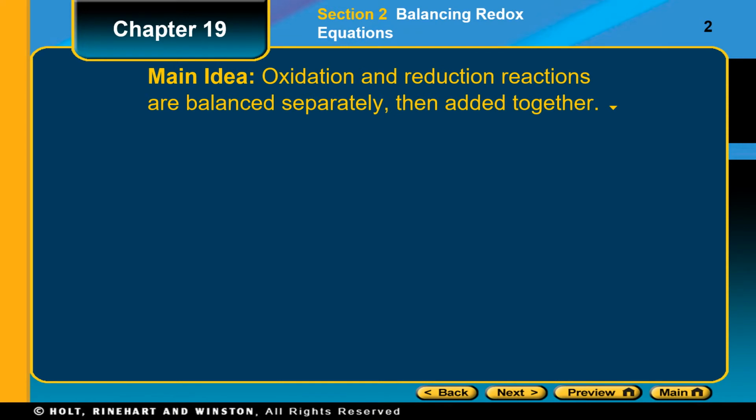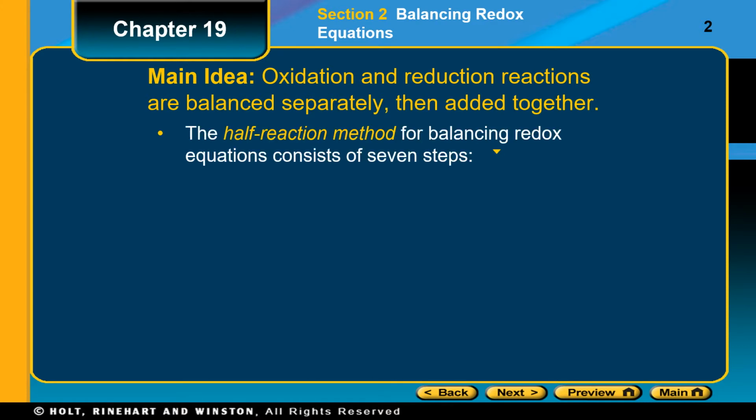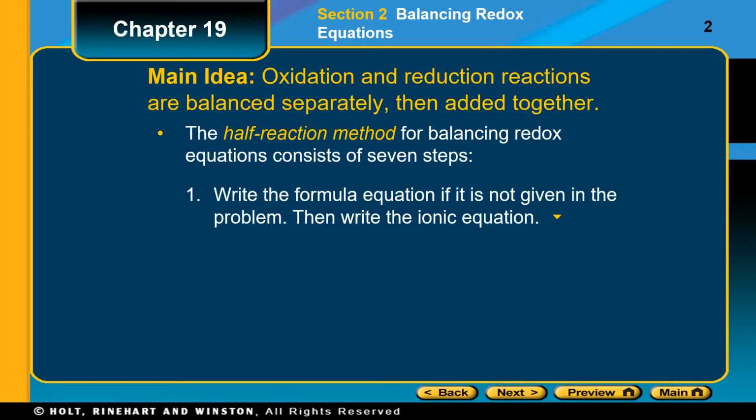So oxidation and reduction reactions are balanced separately, and then we add them together. The half reaction method for balancing redox equations consists of 7 steps. Now it sounds like a lot of steps, but as you work through it, it seems more logical. You're going to be working 2 halves, so each in essence is only going to have a couple of steps, and then you put them together.